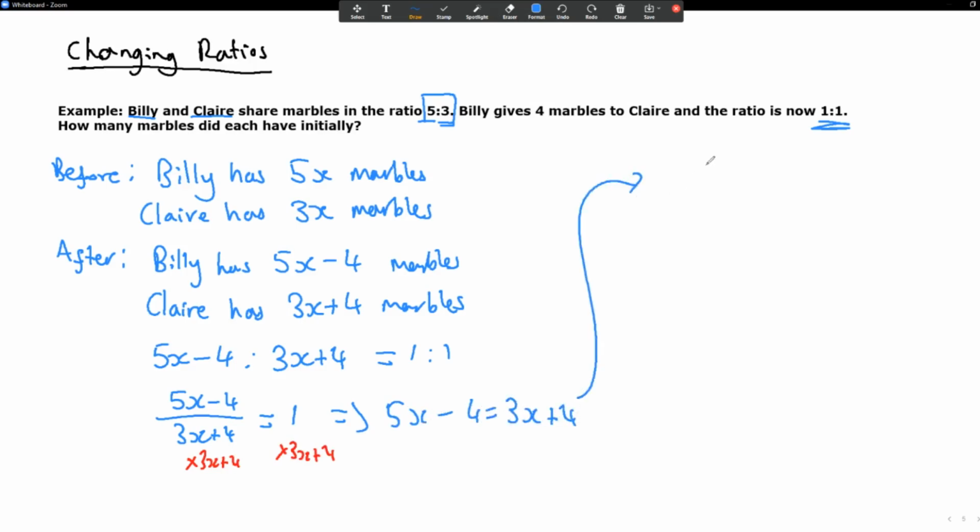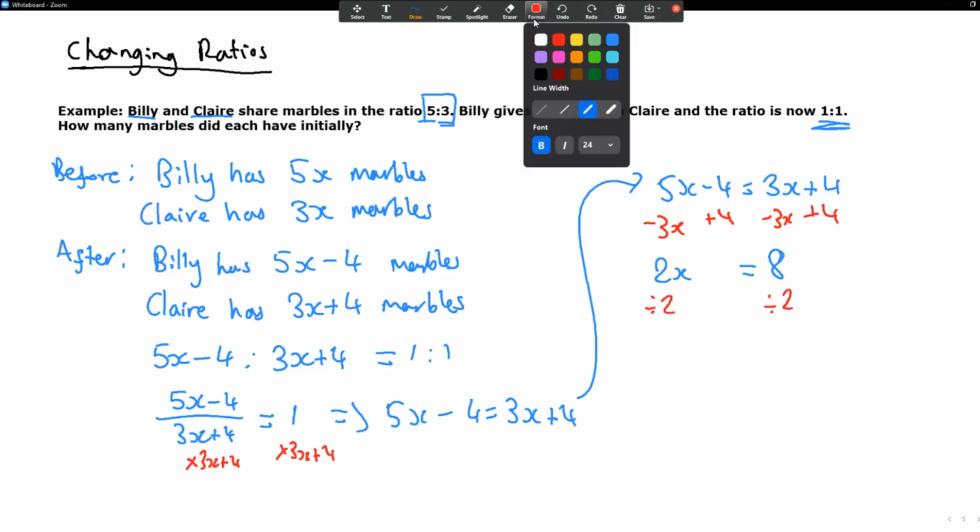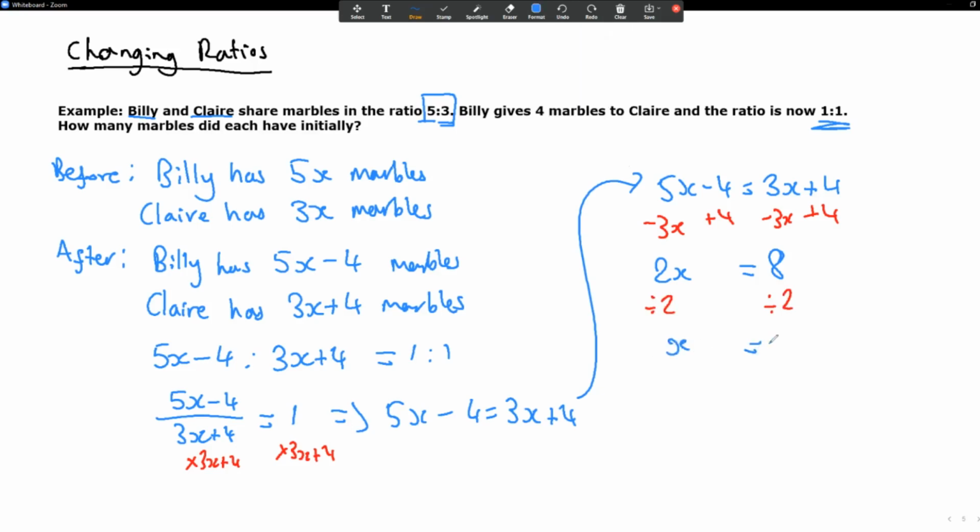And now let me bring this up here. So we have 5x minus 4 equals 3x plus 4. Now we can add 4 to this side, add it to this side to get rid of the 4. We can also minus 3x from this side and this side to get rid of the minus x. So now we have the x's on one side and the constants on the other. And now all we need to do is divide by 2 to get x equals 4. So that is what x is.